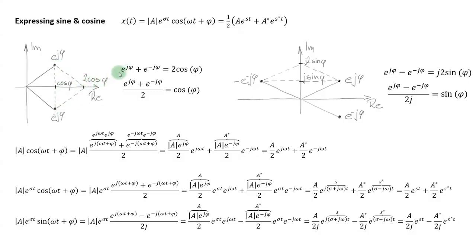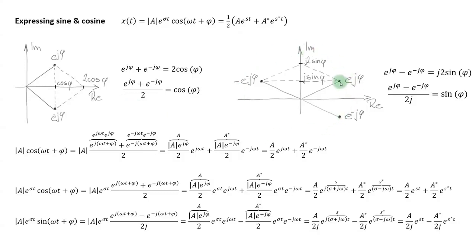Here you have it written down mathematically. This complex exponential plus this complex exponential is 2 times cosine of phi. So if I want to express cosine of phi, I need to take these two complex exponentials and divide them by 2. So this is how I express cosine of phi using complex exponentials. Now, what about a sine? This is how you do a sine.